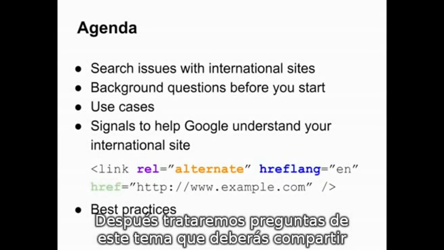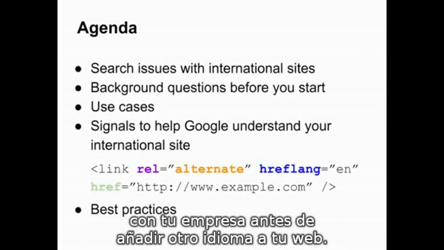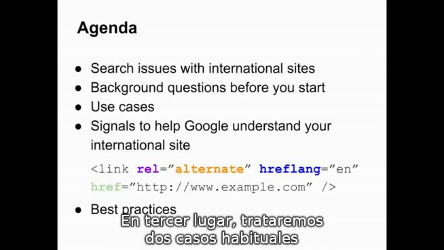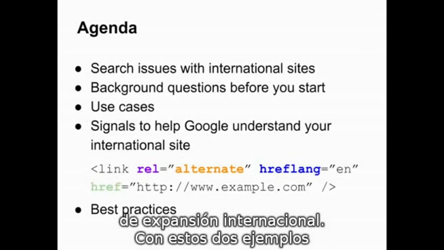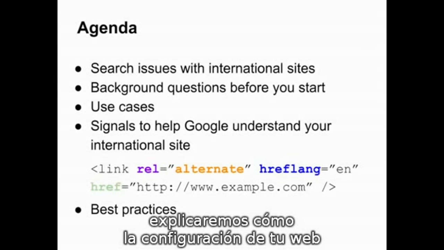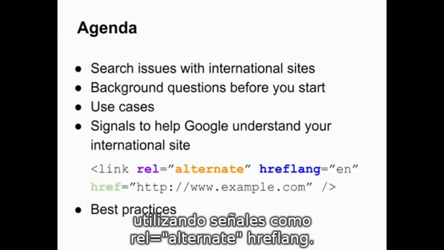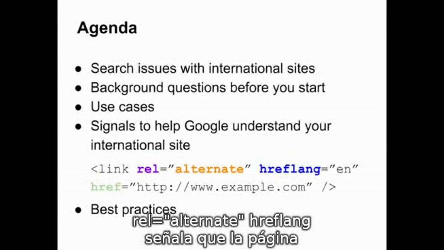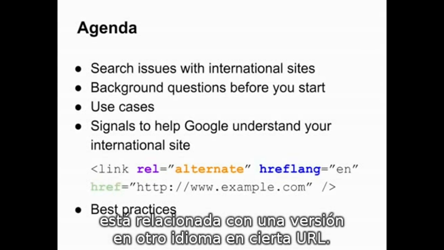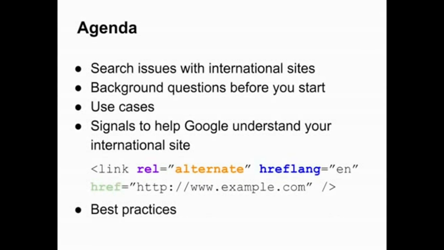Next, we'll discuss background questions to share with your company before you expand your site to a new language. Third, we'll discuss two common use cases of international expansion. Given these two examples, we'll explain how your site's configuration can be more search-friendly using signals such as rel alternate hreflang. Rel alternate hreflang signals that this page has a relationship to an alternate language version at the specified URL.